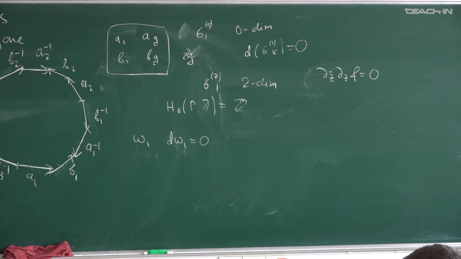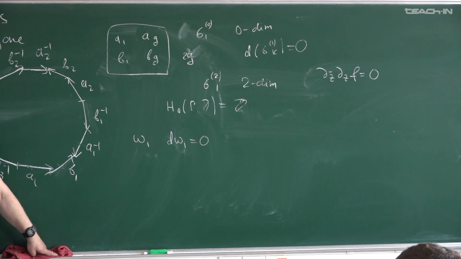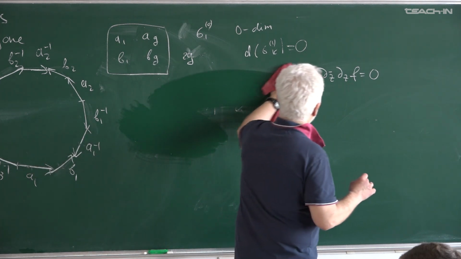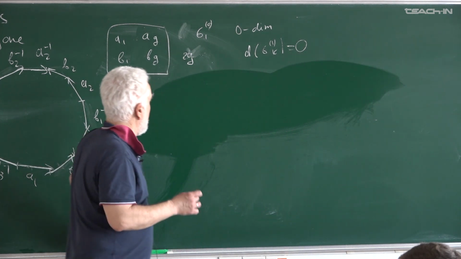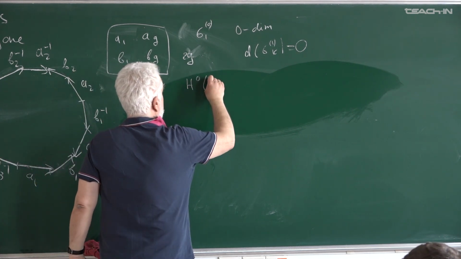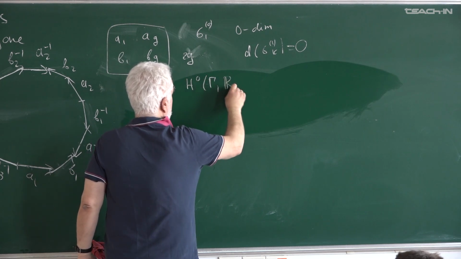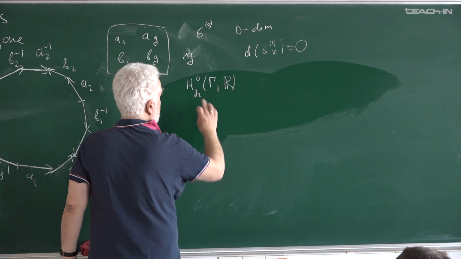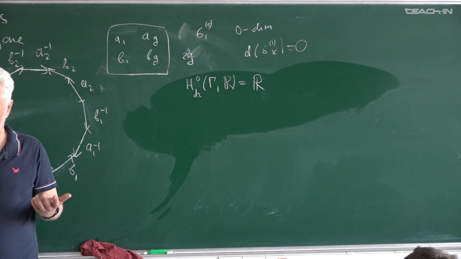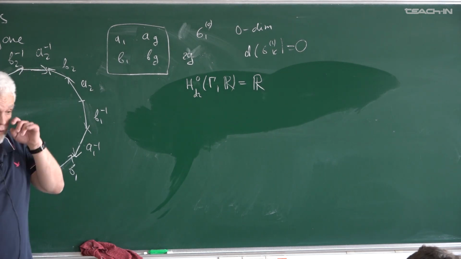Next remark. Okay, how to calculate the de Rham cohomologies for this Riemann surface? Maybe I'll recall it. First of all, H0 of gamma, de Rham, is R, the number of connected components. Do you remember this fact? Yes. How to calculate H1?